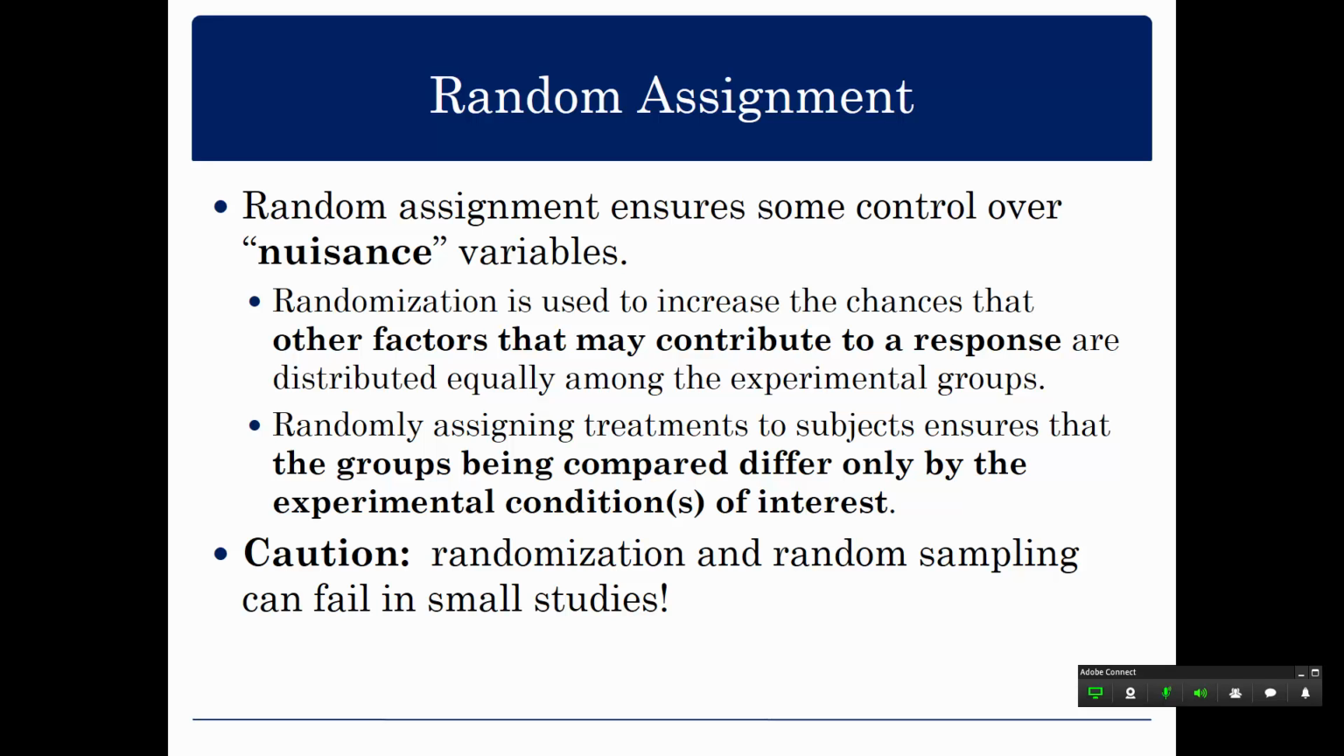And so random assignment, again, is that assurance. It ensures that the groups being compared are homogeneous. They differ only by the experimental conditions of interest at baseline.